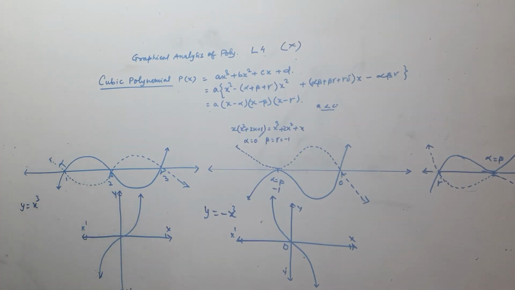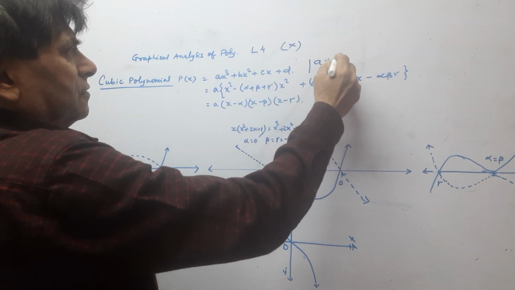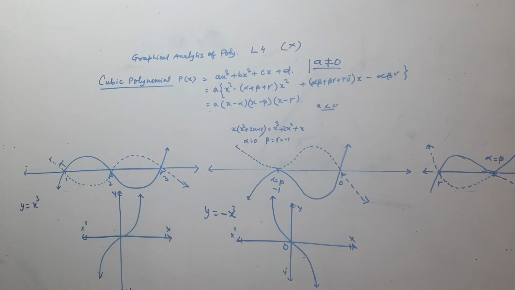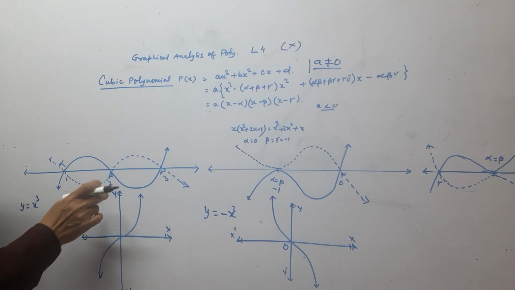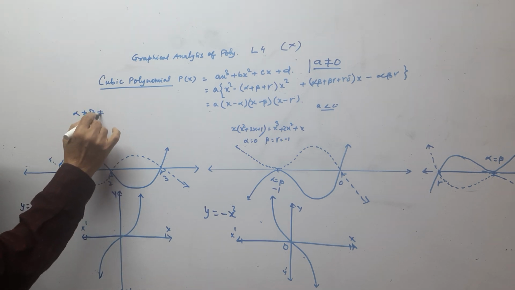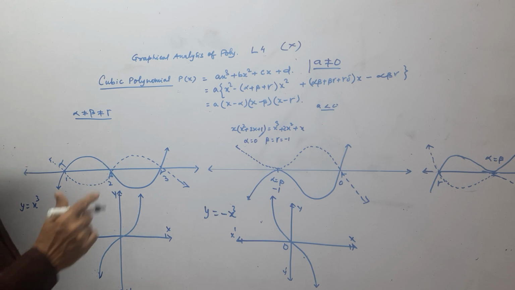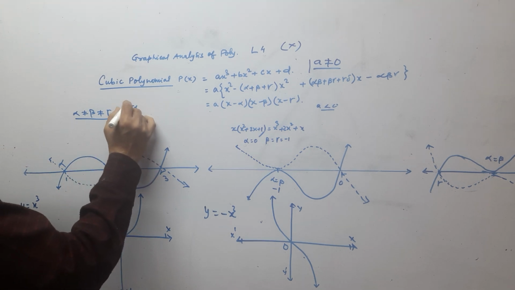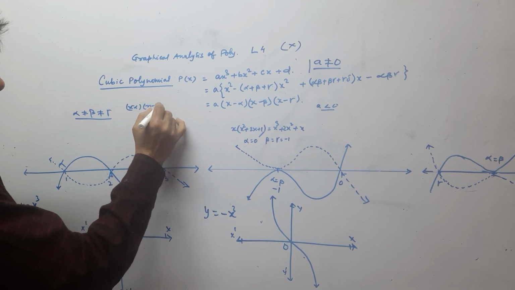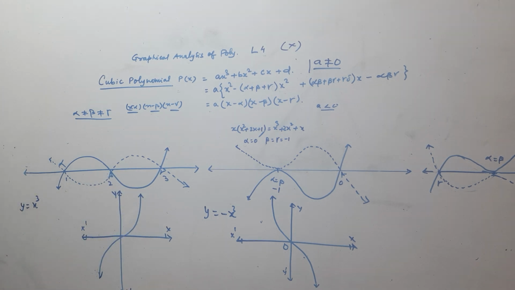Alpha, beta, gamma are zeros, and here a can't be zero, then it is cubic, and a, b, c, d are real numbers. So see the first case when alpha is not equal to beta is not equal to gamma. Okay, it means all the three zeros are different. When is it possible? x minus alpha, x minus beta, and x minus gamma are all different factors. Then you will get different alpha, beta, gamma.